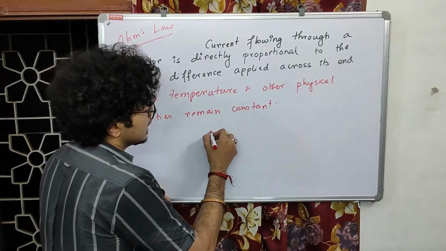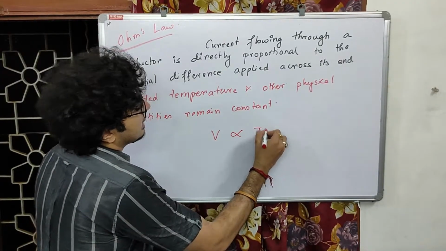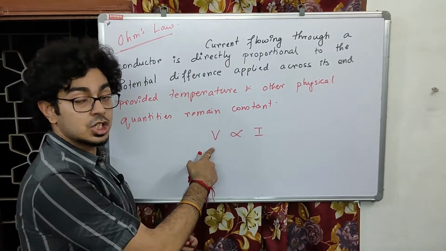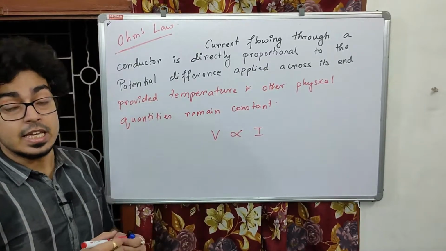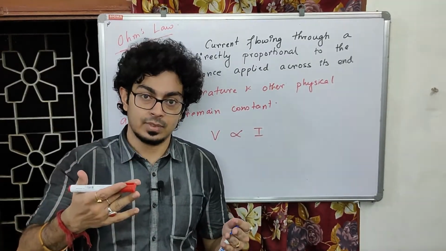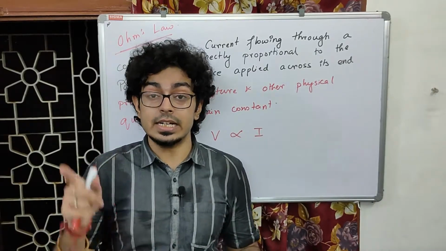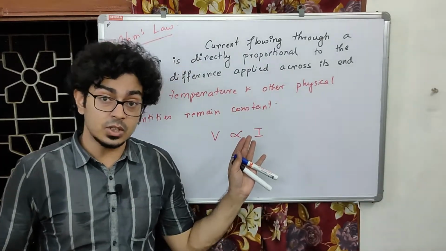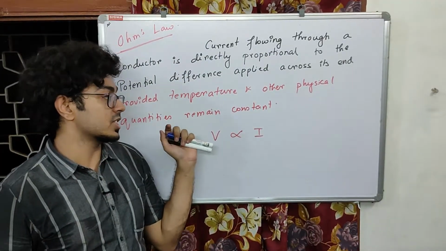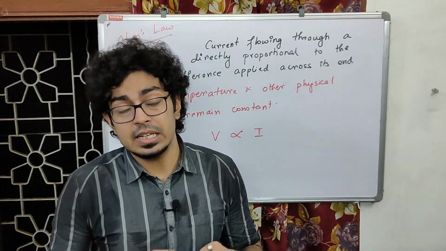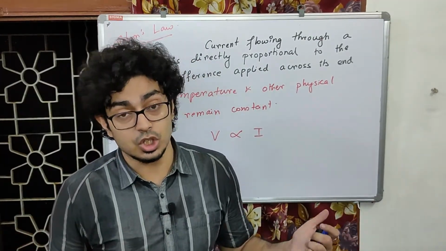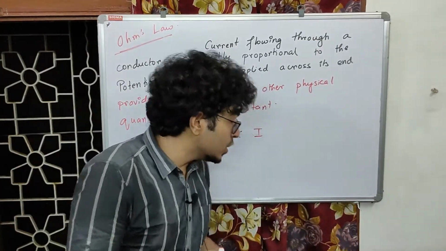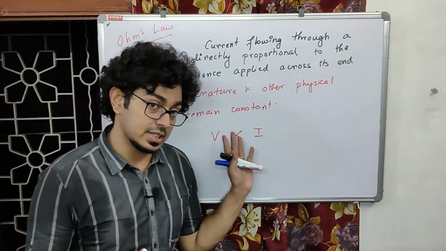That means the current moving through a conductor is proportional to the potential difference applied across its ends. If the potential difference is increased, the current is going to increase in the conductor, if physical quantities like temperature and others remain constant. Here other physical quantities means the length of the conductor, the area of cross section of the conductor, or the temperature where you are keeping the conductor. So it is talking about other physical conditions.